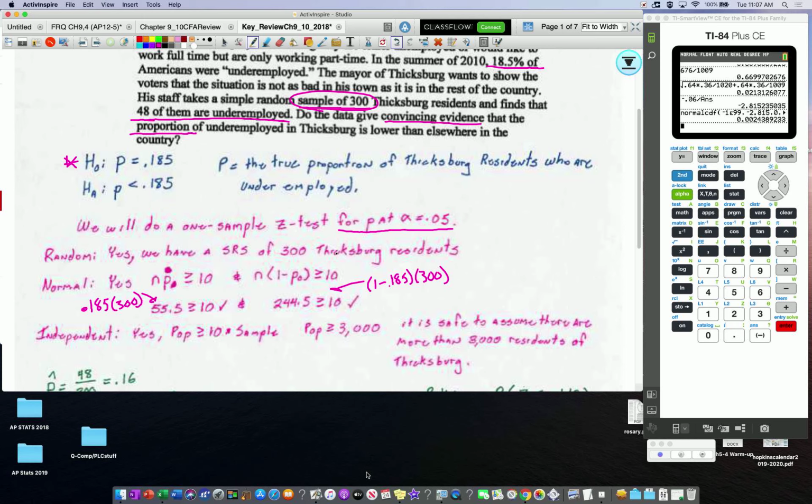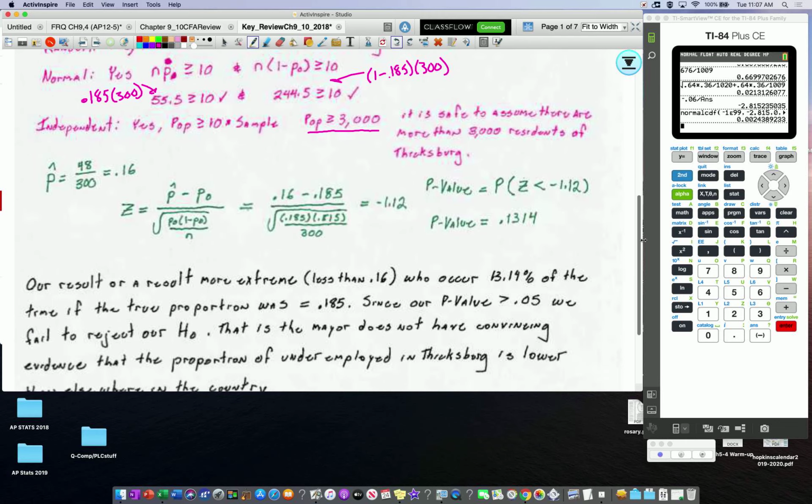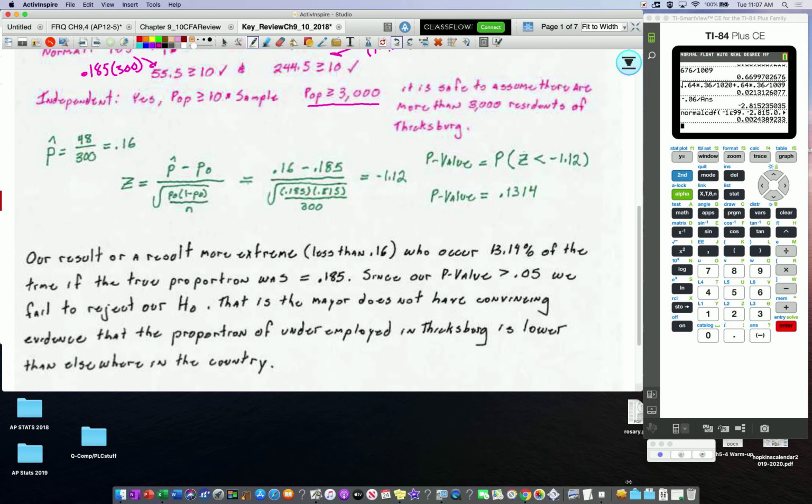Need to check, is the population greater than 10 times the sample? So is our population greater than 3,000? So in this case, yeah, we would assume there's at least 3,000 residents in Vicksburg. All right, so now let's calculate out our z-score and our p-value. So again, our sample proportion was 48 out of 300. So their underemployed rate is at 16%.